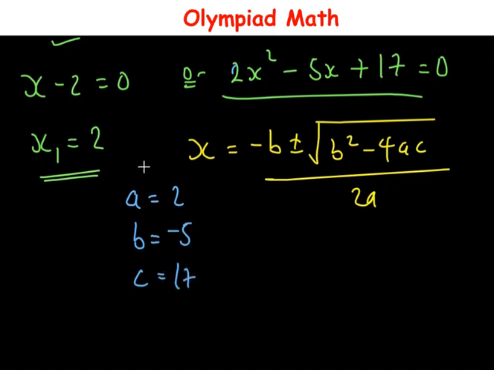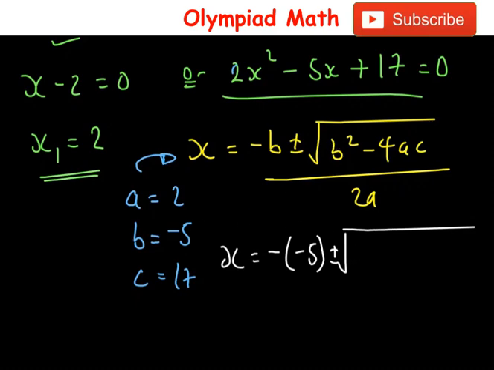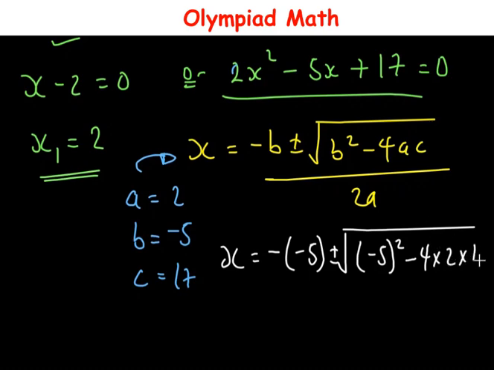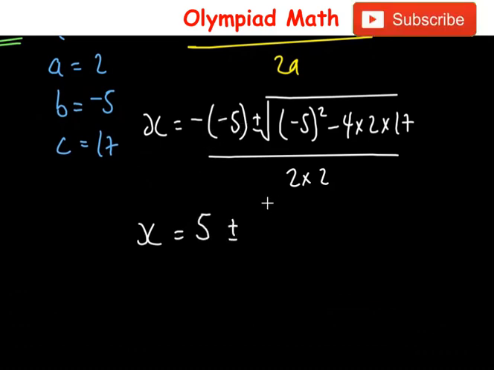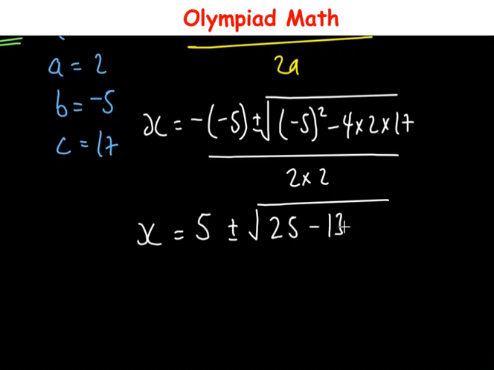So inputting these values into the given formula, we have the solution for x. x is equal to minus b, which is minus minus 5, plus or minus square root of b, which is minus 5, all squared, minus 4 times a, which is 2, times c, which is 17, then all over 2 times a, which is 2. With this, the solution for x is equal to 5 plus or minus square root of minus 5 squared, which is simply 25, minus 4 times 2 times 17, which is 136, all over 2 times 2, which is 4.